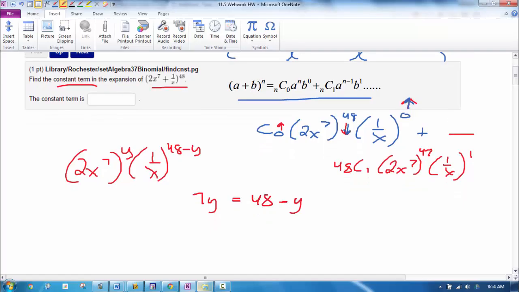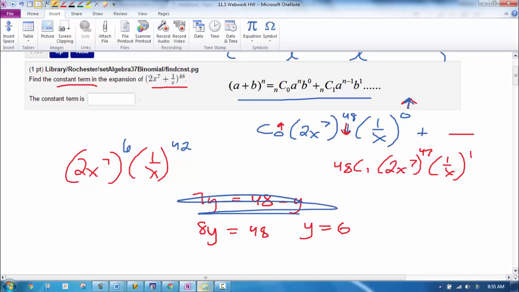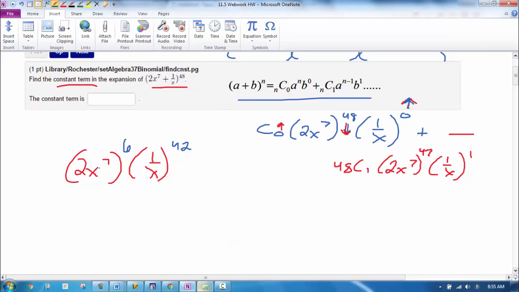So I could add y to both sides. I get 8y equals 48. Divide both sides by 8, you get y equals 6. So in order for that to happen, this would need to be a 6 right here. And this would then need to be a 42, 48 minus 6. In that case, what you'd find is that this would be 2 to the 6th x to the 42nd times 1 over x to the 42nd, in which case these would cancel and you just get this number.